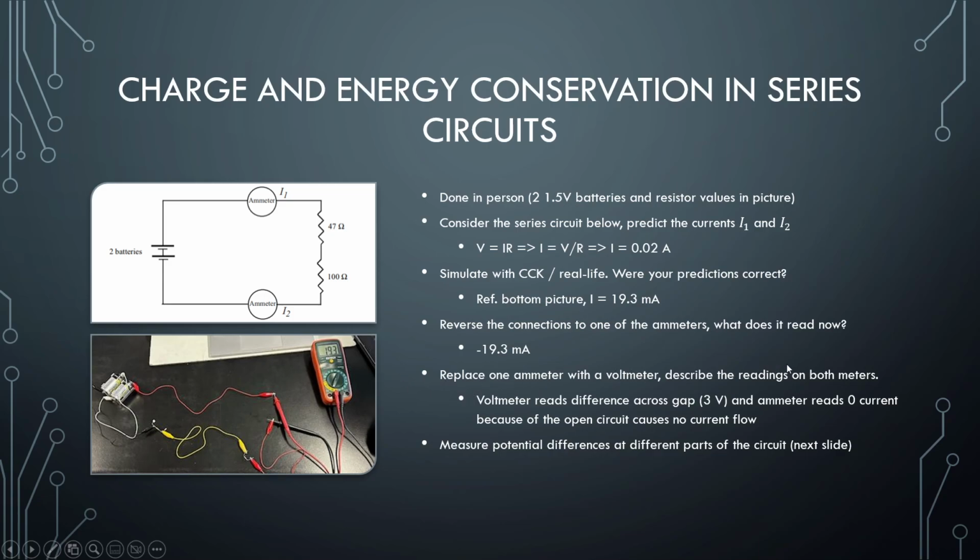Replace one ammeter with a voltmeter, describe the readings. So the voltmeter would read the potential difference across the gap, which would be right around 3, and the other ammeter that's not replaced would read 0 because there's an open circuit.